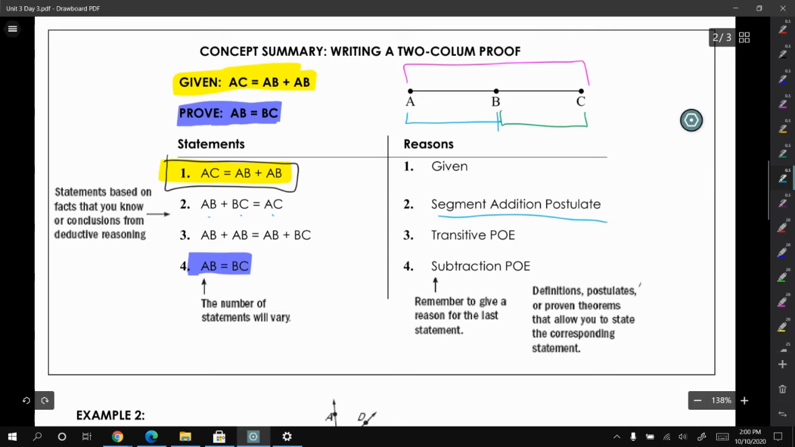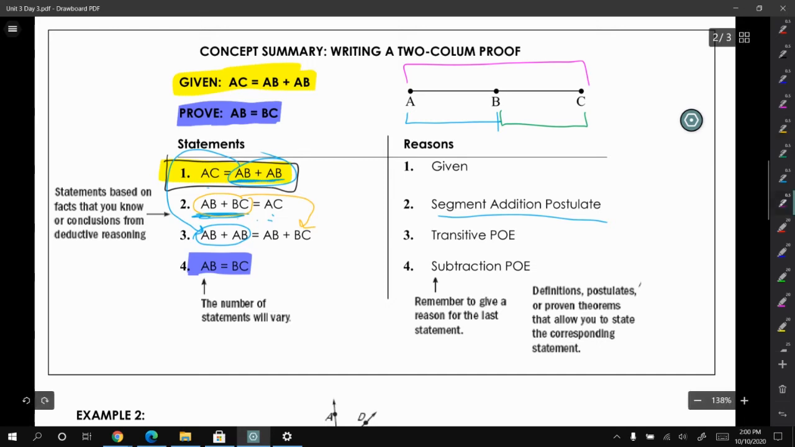Well, then we use the transitive property of equality to get to our next step. So if AB plus BC equals AC, but AC is also equal to AB plus AB, then they're equal to each other. So we took this from statement number 2 and this from statement number 1, and we put them equal to each other. This part went here, and this part went here.